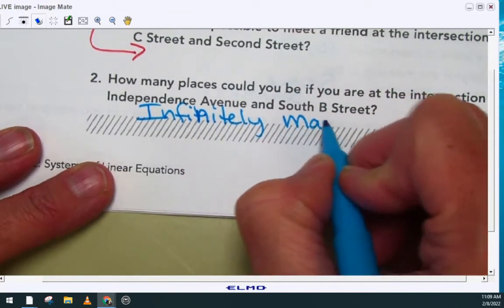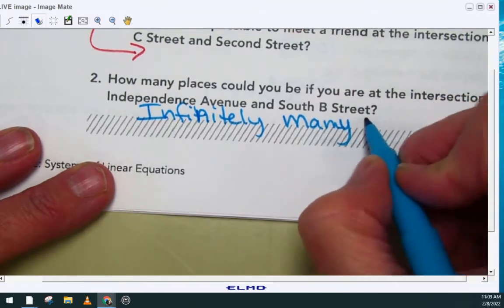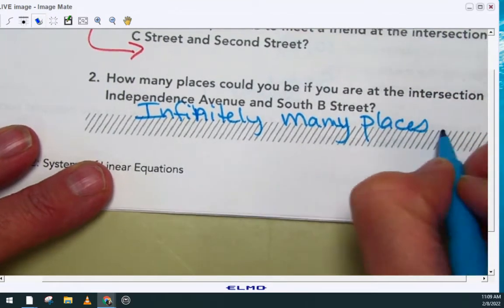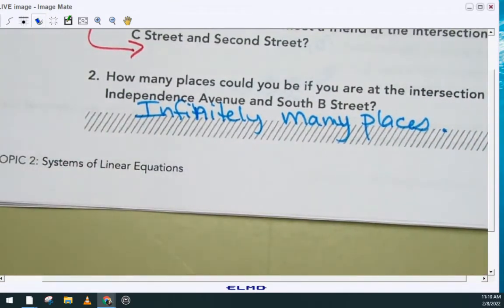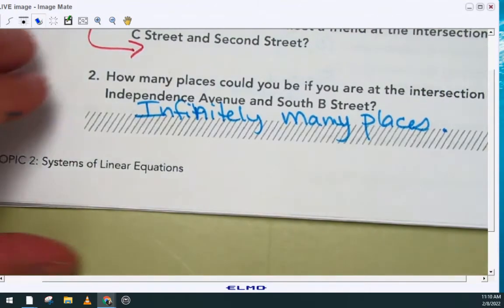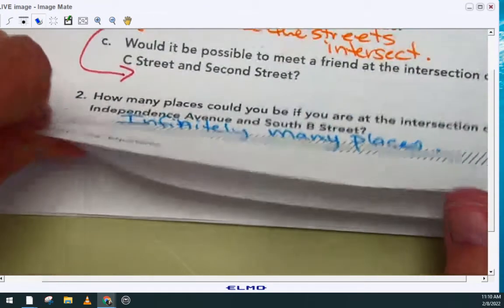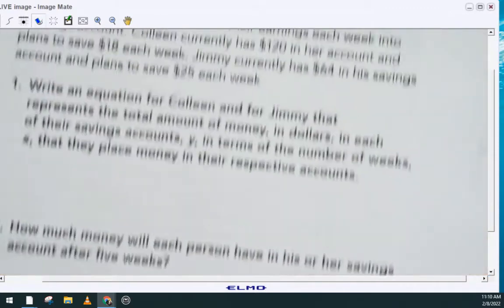Many places. Anywhere along that street, you could run into each other. Awesome. Okay, so let's go over to this next page.